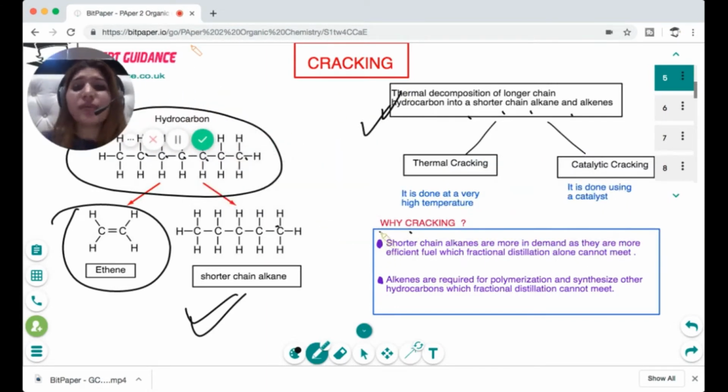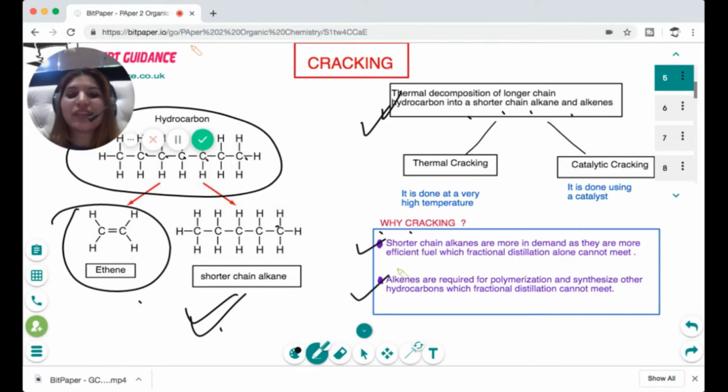So we do cracking because we need shorter chain alkanes, because shorter chain alkanes are more in demand because they're good fuels. And fractional distillation alone cannot fulfill the demand for shorter chain alkanes. The second reason we require cracking is that we need alkenes for polymerization, and alkenes are required to synthesize other hydrocarbons, which fractional distillation cannot give.